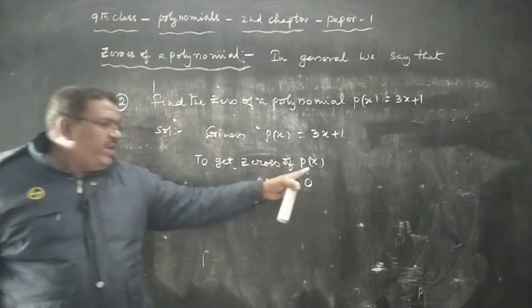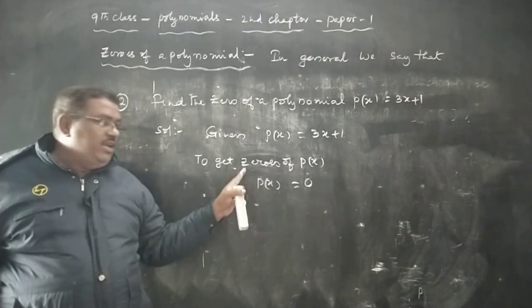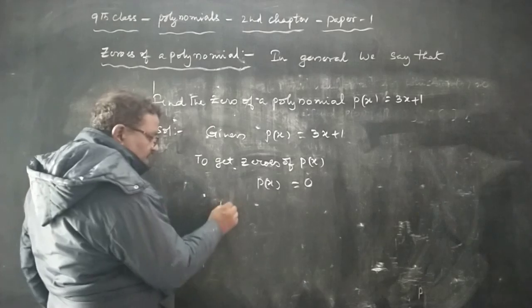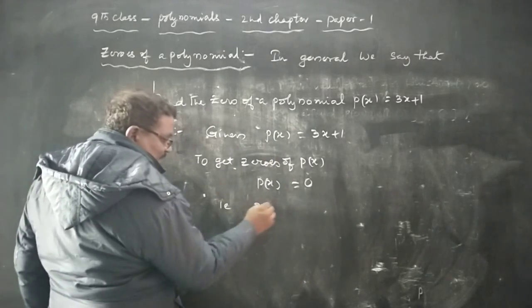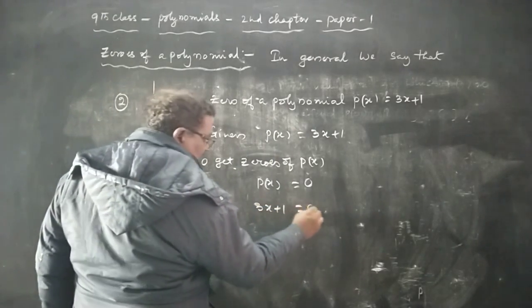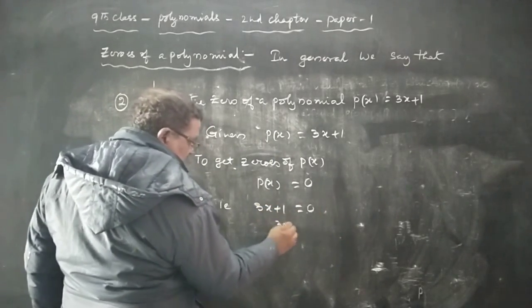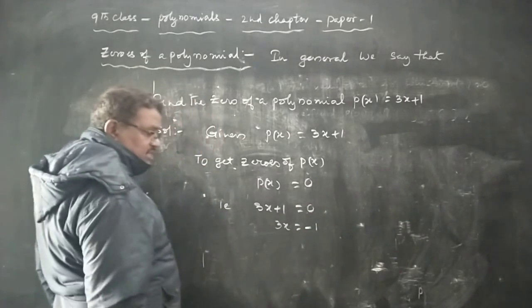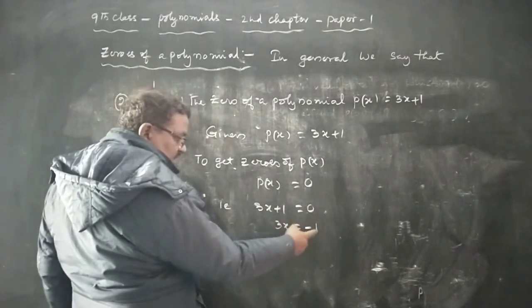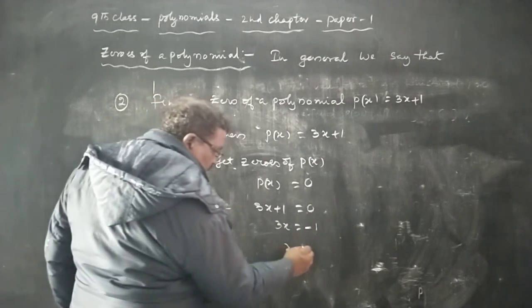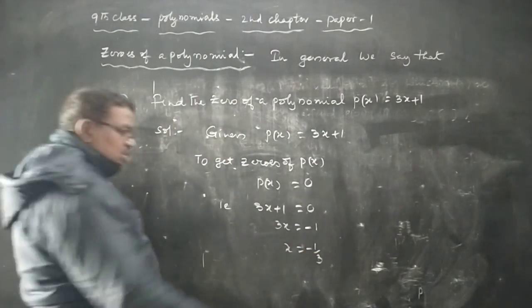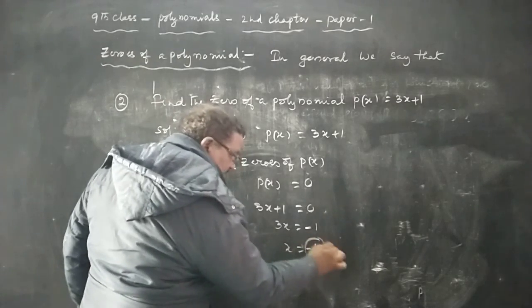అంటే p of x యొక్క జీరో రావాలంటే ఏం చేయాలి? p of x ని జీరోకి సమానం చేసుకోవాలి. That is, what is p of x? 3x plus 1. 3x plus 1 equated to 0. 3x is equal to, plus 1 transposed to that side becomes minus 1. That is 0 minus 1, nothing but minus 1. x equal to minus 1 by 3. So hence the zero of the polynomial is how much? Minus 1 by 3.